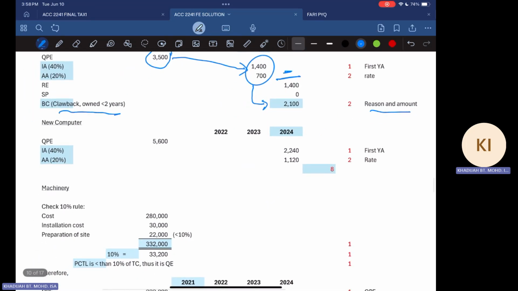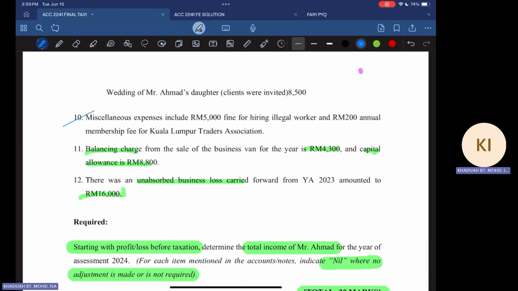All right, on the new computer, it's very straightforward. The cost is 5,006. IA and AA is 40 and 20%. So you're going to claim that in YA 2024, IA 40 and 20%. Very straightforward. Okay, and then there is your computer.